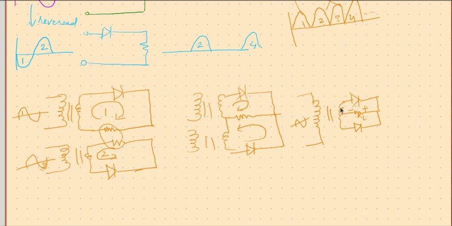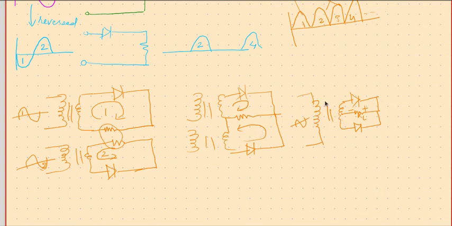Because of this, when we have a positive cycle, this becomes plus 5, this is minus 5, this is reverse biased, and this is forward biased and conducts. When you have a negative cycle, then this becomes minus 5, this becomes plus 5, therefore this conducts and you get output. So a single transformer with two secondaries, or one secondary with a single center tapping, can be used.